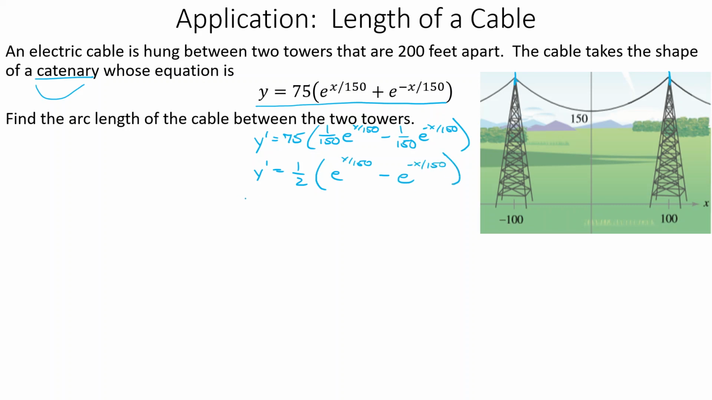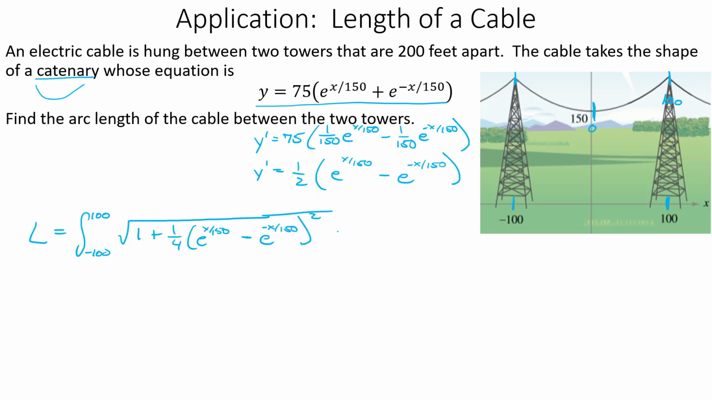All right, and then we want to square this. So our arc length will be the integral from, okay, now here's where it gets weird, negative 100 to 100. We could also go from 0 to 100 and just double it because it's symmetric. But we're going to probably need to do this in our calculator anyway, so it's not going to make much of a difference. So we get 1 plus this whole thing squared. So 1/2 squared is 1/4. We get e to the x over 150, not 500, minus e to the negative x over 150, quantity squared dx.